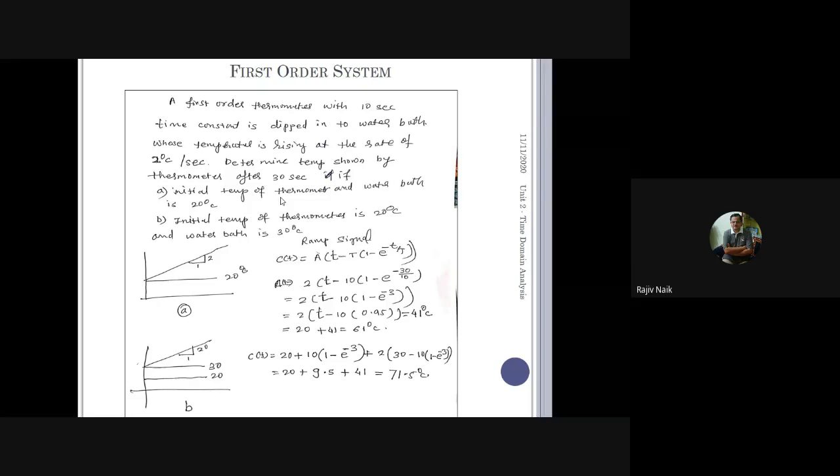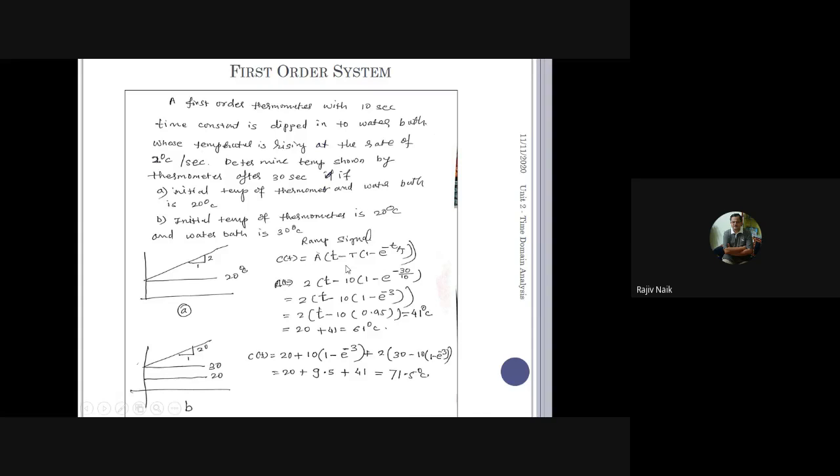The second case is that the initial temperature of the thermometer is 20 and the water bath temperature is 30. So initially the temperature of the water bath is 30 and the temperature of the thermometer is 20. That is the second case. So first let us go for the first case, where the initial temperature of the thermometer and water bath are both the same, that is 20 degrees centigrade. So I have taken the initial temperature. But for the remaining part, the water bath temperature is continuously rising with time at 2 degrees centigrade per second. That means it is a ramp signal.